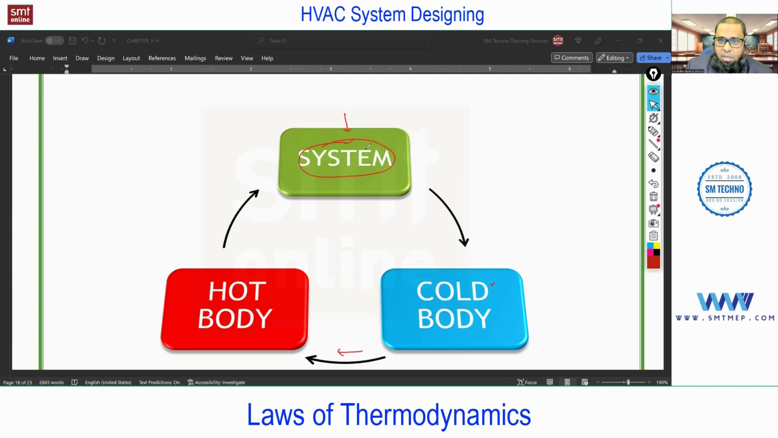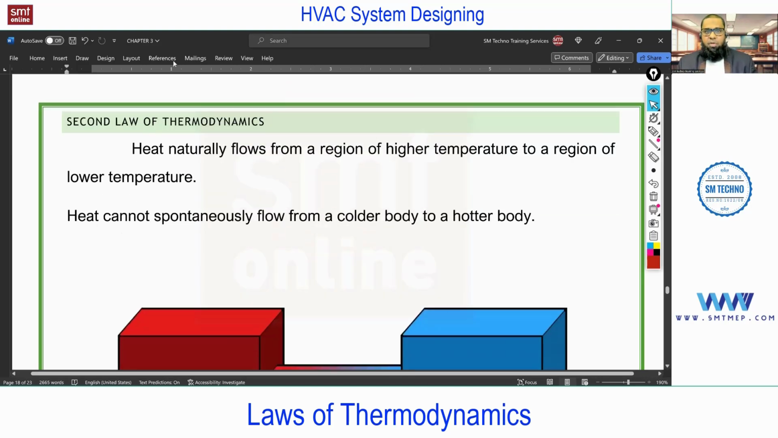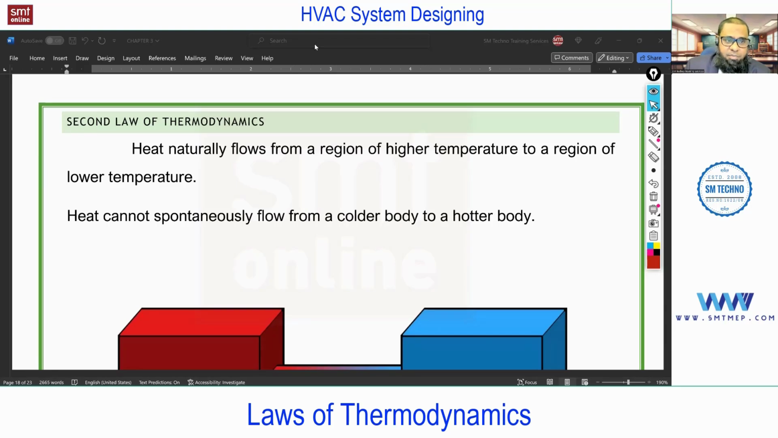But now how is this second law important for an HVAC engineer? Second law is very simple: transfer of heat from a higher temperature to a lower temperature. So how is it important for an HVAC engineer? Okay, here is one question for you. In summer, is a cooling system required, or a heating system required? What do you think? In summer, cooling system is required or heating system is required? Summer, cooling. Correct. And in winter? Heating.